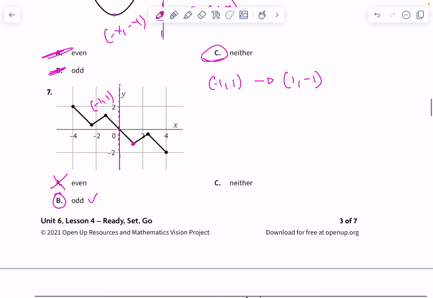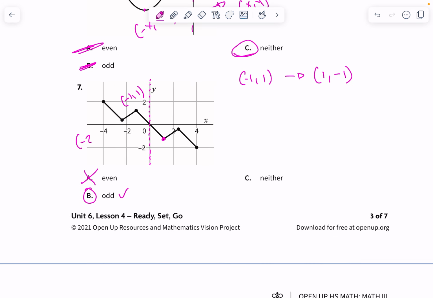You can do this again for other points. So for example, here I'm going to say negative 4 comma 2. If I negate negative 4 comma 2, it becomes 4 comma negative 2. I also have this point here, so odd.